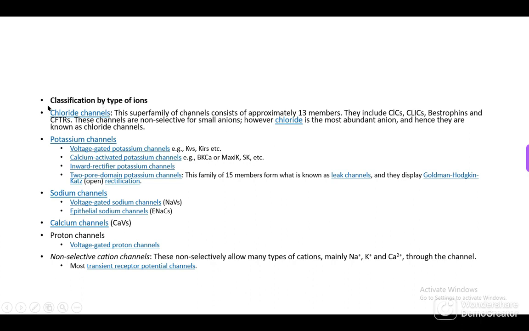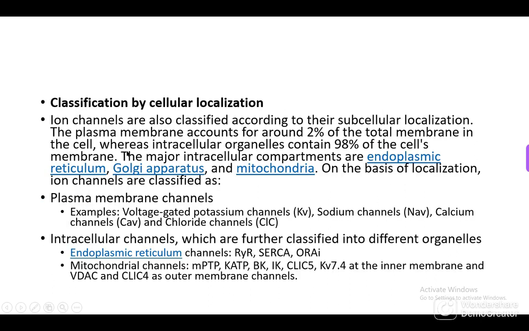And by the type of ions, we are also classifying: chloride, potassium, and many types of channels, sodium channels, calcium channels, proton channels. And the third type of classification is cellular localization. You know the function of the endoplasmic reticulum, the Golgi apparatus, the mitochondria. These are the compartments which are seen inside the cell. Now, it is also dependent upon these channels. And accordingly, there are plasma membrane channels and intracellular channels, etc.